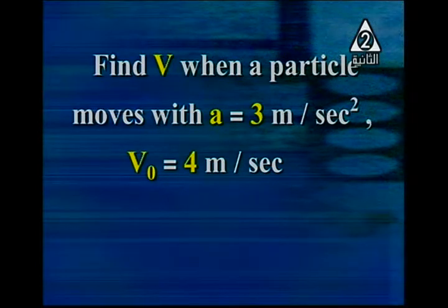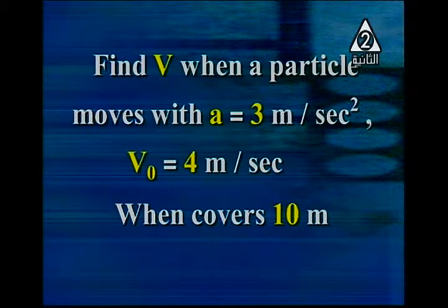Find v. What is the v? Final velocity. When a particle moves with acceleration a equals 3 meter per second squared and v naught equals 4 meter per second. Remember, dear student, what is the required? Final velocity. What is the given? Excellent student. v naught equals 4 meter per second and acceleration a equals 3 meter per second squared.